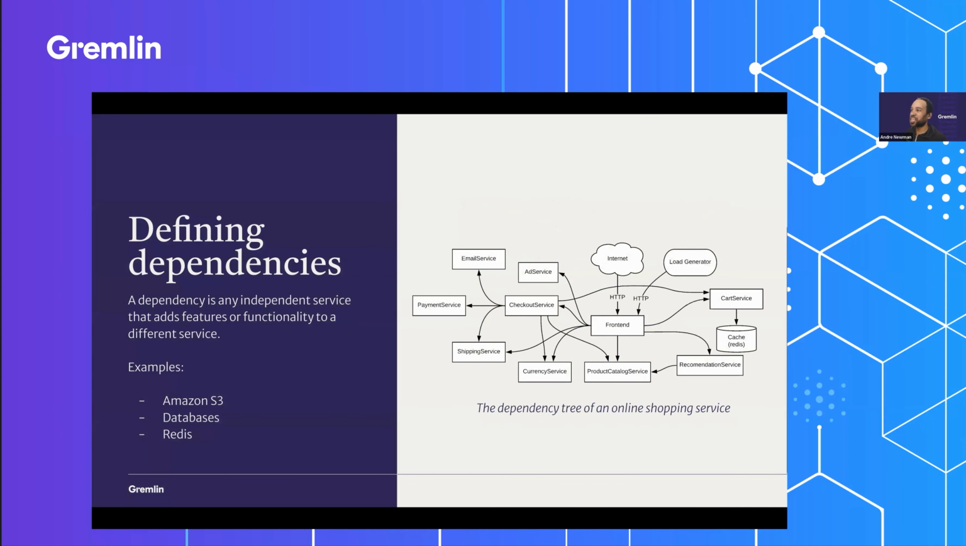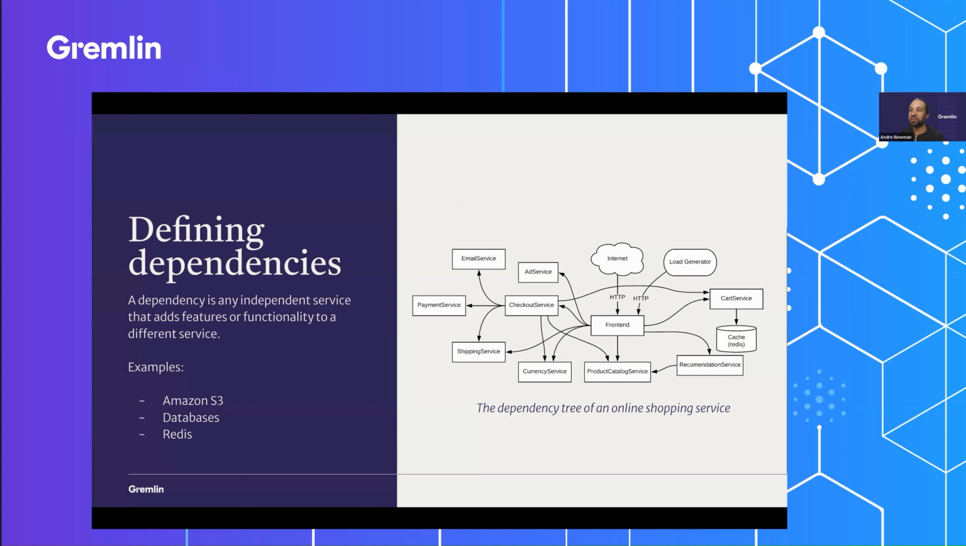So to jump right into the topic, this slide is mostly for level setting. If you've joined the session, chances are you already know what a dependency is. But just in case, just so we're all on the same playing field, dependencies are any sort of independent service that adds feature or functionality to another service. And dependencies are everywhere. They can be other services run by other teams in our organizations. They can be externally hosted services like AWS. And of course, your services can be dependencies of other services.